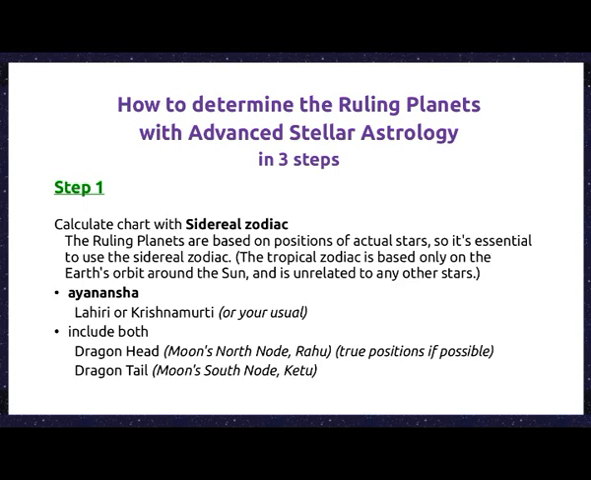If the charting software is able to give you the true positions of the dragon head and dragon tail, the moon's north and south node, I recommend selecting true positions. The positions that are printed in ephemerises are actually the average positions. But now with our new technology, we can calculate the true positions.